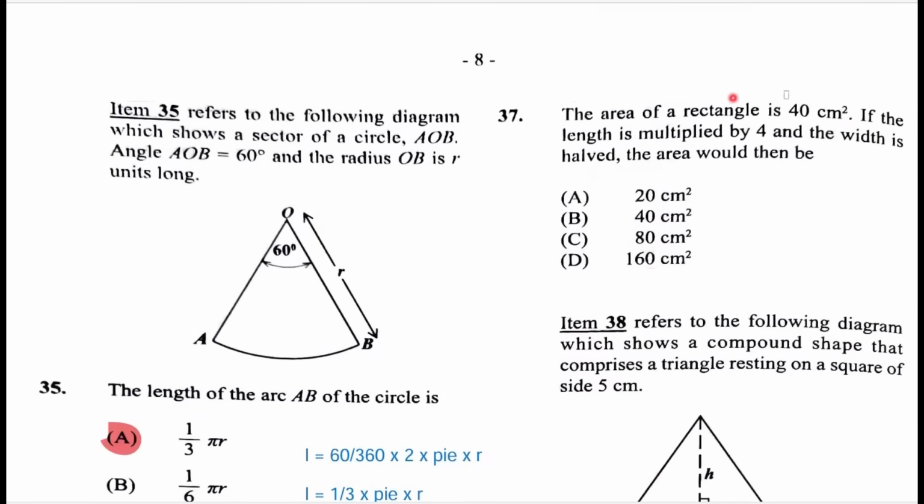37. A rectangle has an area of 40 cm squared. If the length is multiplied by 4 and the width is halved, the area will be what? Half by 4 is 2. So basically the area is just doubled. So you double 40 to get you what? 80, right? That's C.